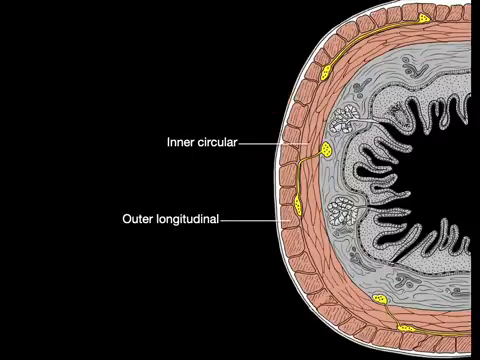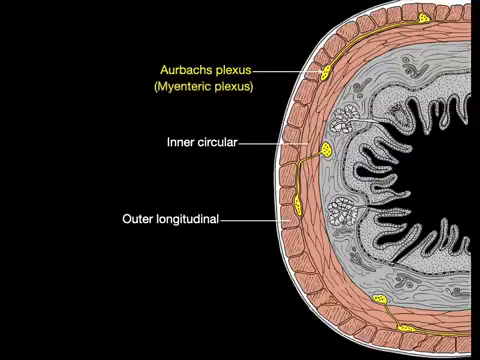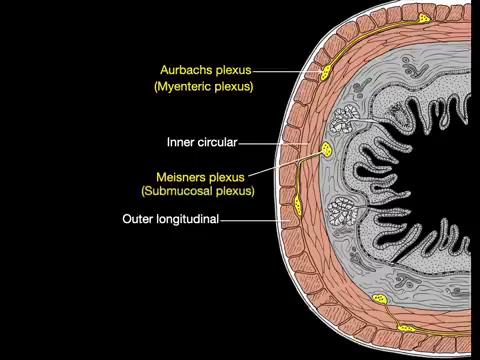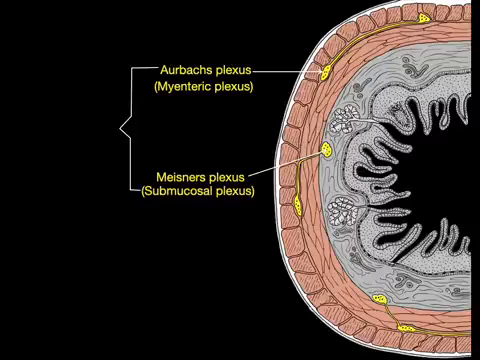Notice between the inner circular and outer longitudinal layers is this nerve. It's a neuronal cell body. We call that Auerbach's plexus, or the myenteric plexus. And then deep to the inner circular, there's another one. We call that Meissner's plexus, or the submucosal plexus, because it's between the inner circular layer and the submucosa. These are describing autonomic neurons that line the GI tract that help with its functioning.